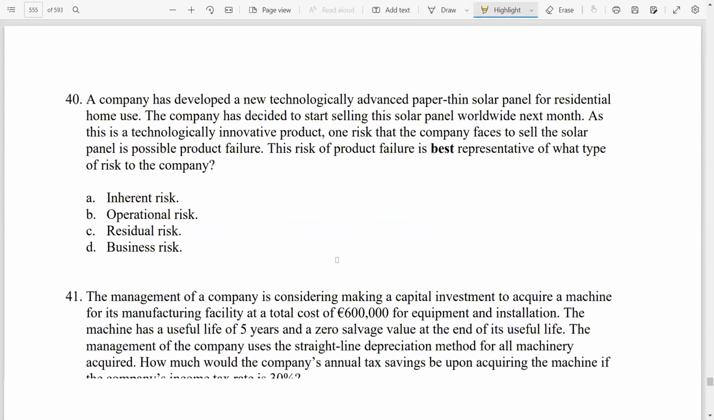The last question for this video, and then I recommend that you watch the next video, which will be 41 to 50. A company has developed a new technological advancement, a paper-thin solar panel for residential home use. The company has decided to start selling the solar panel worldwide next month. As this is a technological innovation product, one risk that the company faces in selling the solar panel is possible product failure. And I have explained this in question 39. So you should automatically be able to recognize what the question is about. This risk of product failure is best representative of what type of risk?